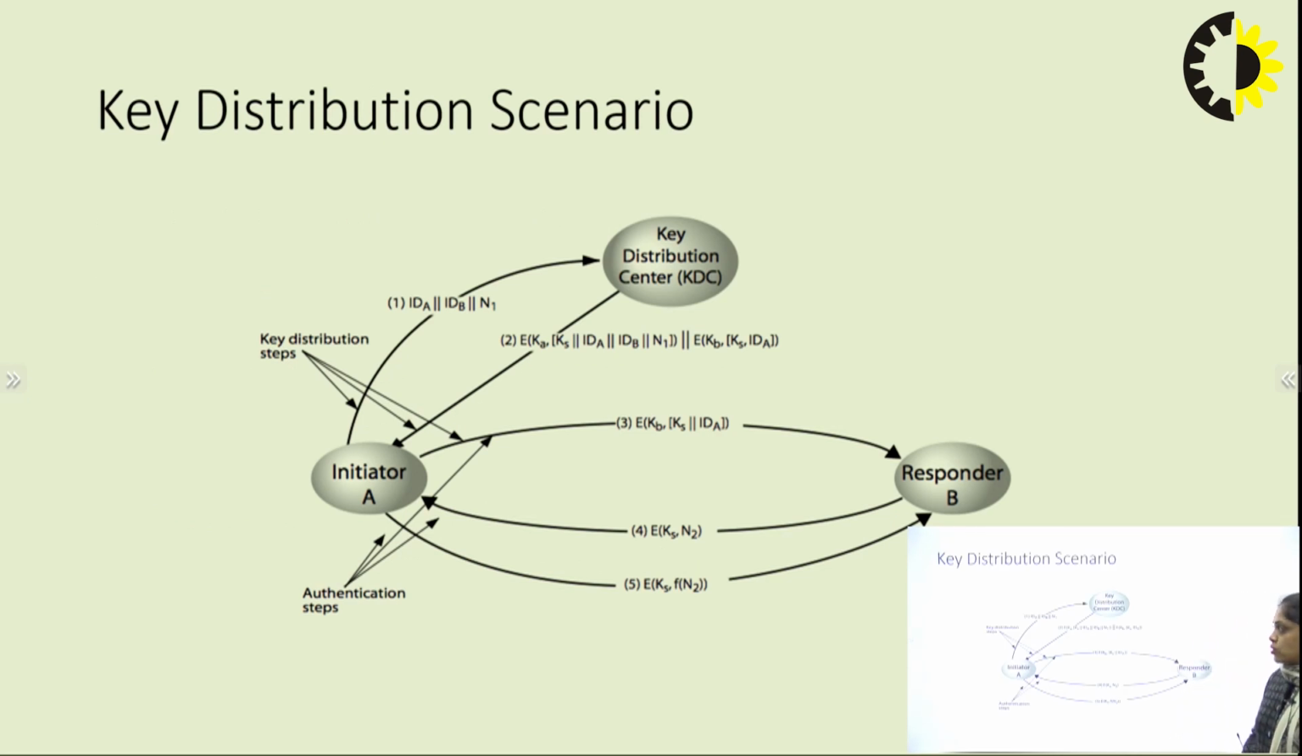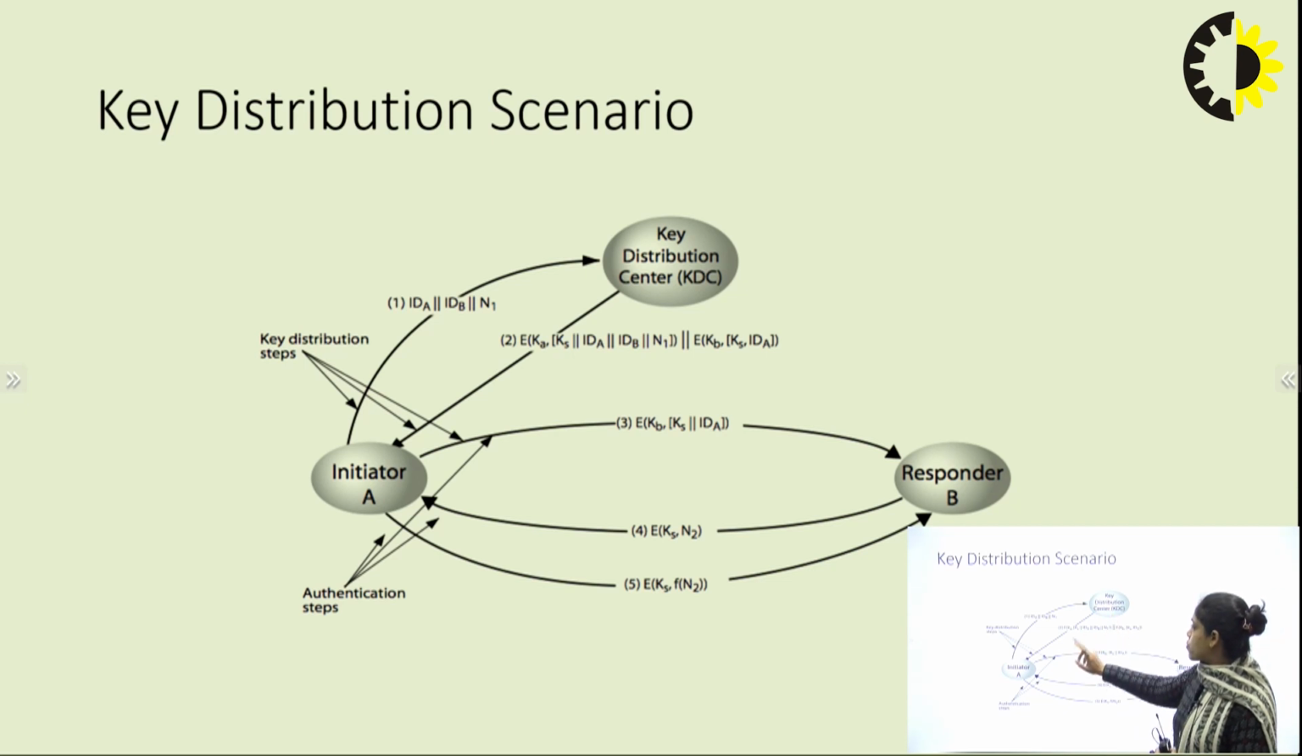So here is the actual diagram showing how this key distribution scenario is represented. In this diagram, you can see there are three entities. First one is the initiator A, second one is the responder B, and third one is the key distribution center, or KDC. The initiator A is going to send the identity of A, the identity of B with whom he wants to start communication, and the third thing attached is nonce 1. So ID A, ID B and nonce 1 are sent from initiator A to the KDC.